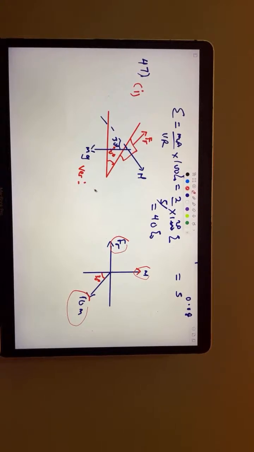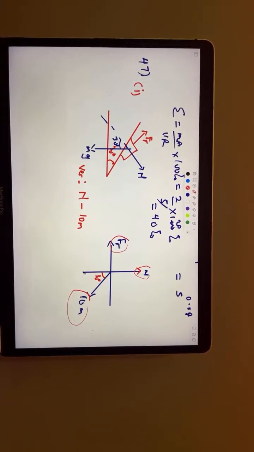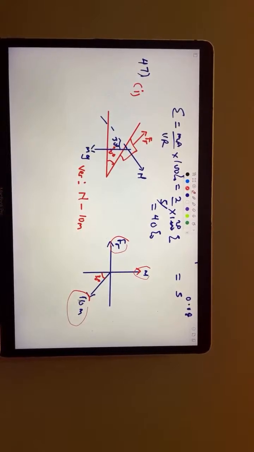So when I want to deal with the vertical, the two things I will deal with are N and 10m. Since N is going up, I will have positive N. Now the 10m is down, so I will have minus 10m. However, this 10m is inclined at an angle. Because it is vertical, it does not mean that you will use sine. Please take note.